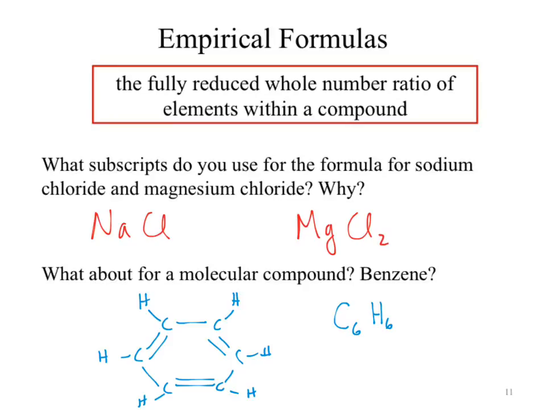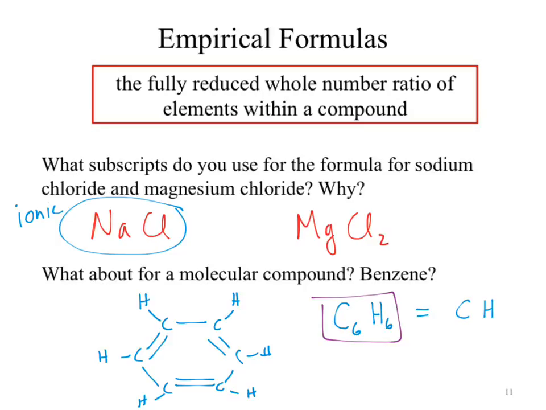Why is it not written just CH? Because if we look at sodium chloride and magnesium chloride, we wrote them only as ones. Why is sodium chloride not, say, Na6Cl6? It's a good question. What is the difference between sodium chloride and benzene? Sodium chloride is an ionic compound.